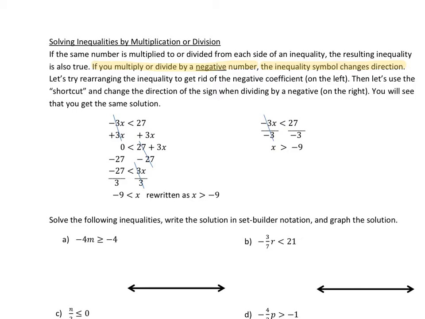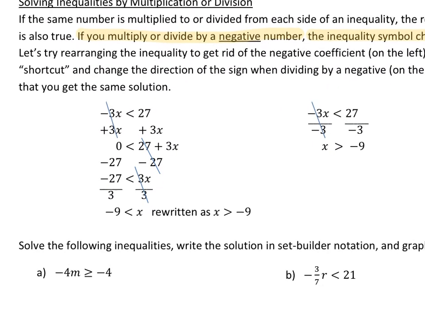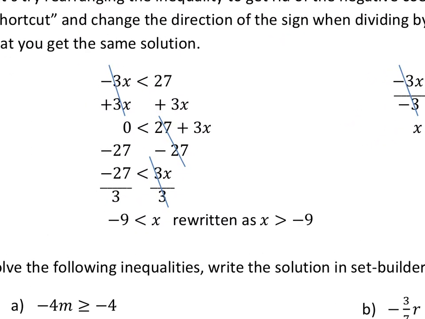So if you look at this example here, let's say I wanted to rearrange it so I didn't have to multiply or divide by a negative. Well, first thing I could do is add 3x to both sides. Well, negative 3x and 3x add to be 0 is less than 27 plus 3x. And let me move our number over by subtracting 27.